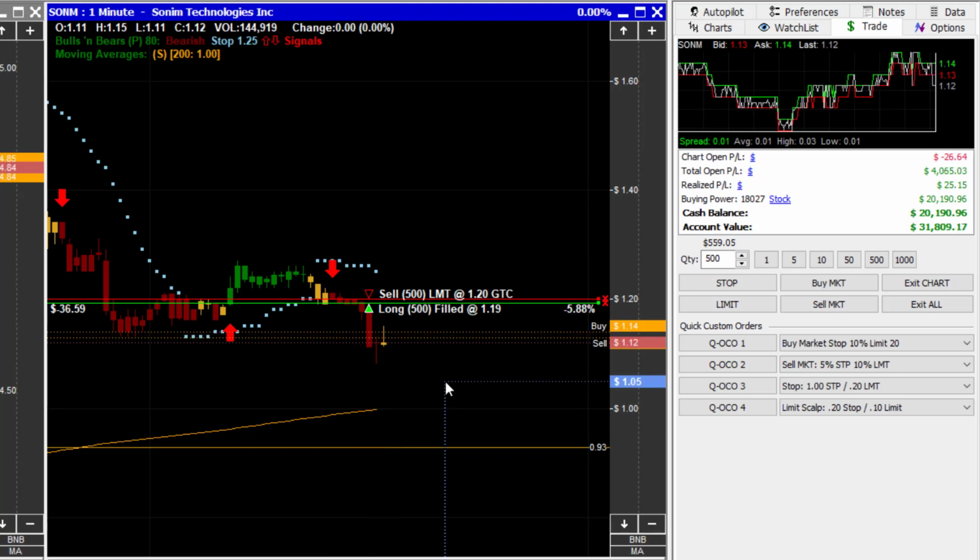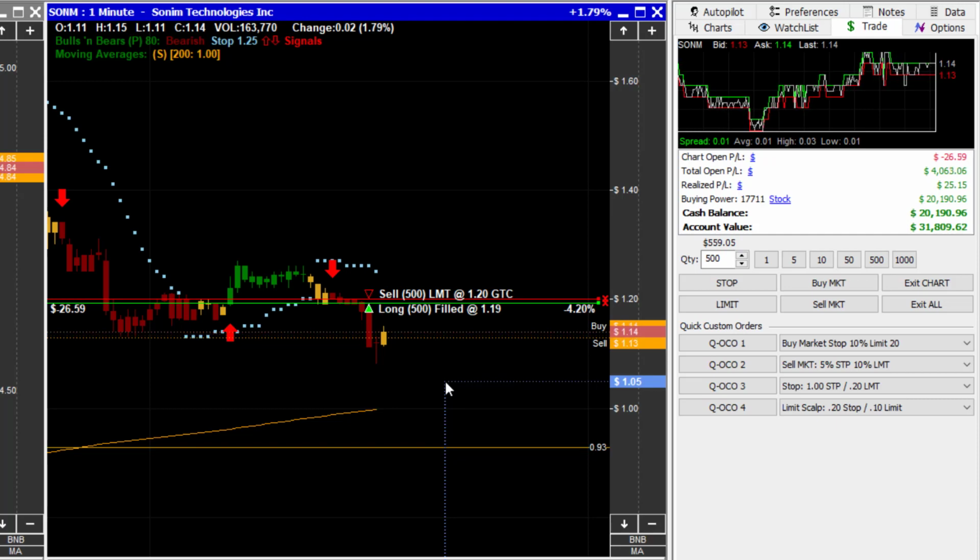This market didn't follow the S&P when it was rallying, but when the S&P tanks, it tanks too. So let's just keep watching and see what happens. We're coming back a little bit. We're building our position. We're only down $26.